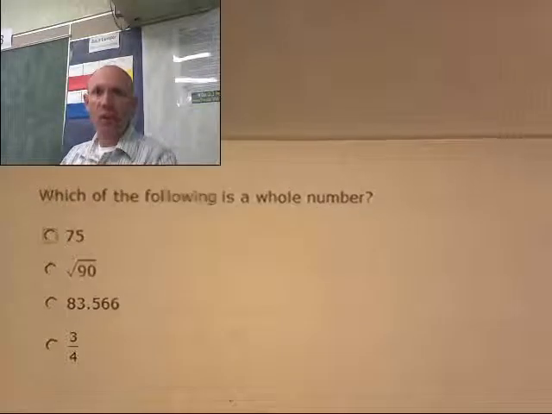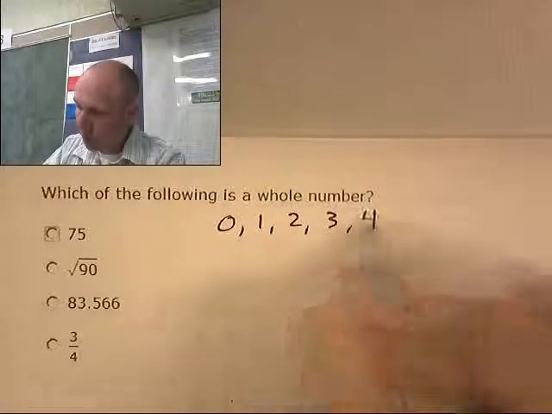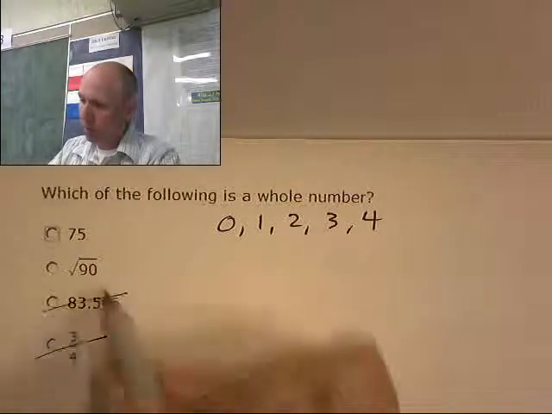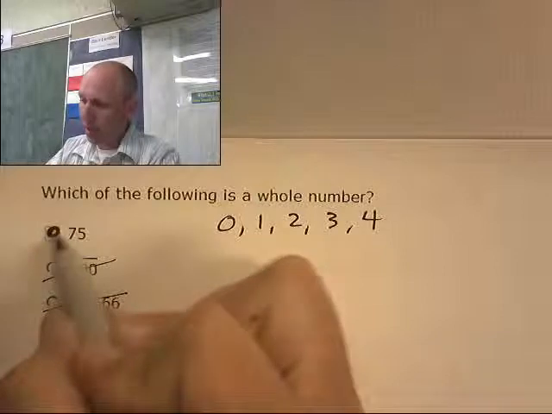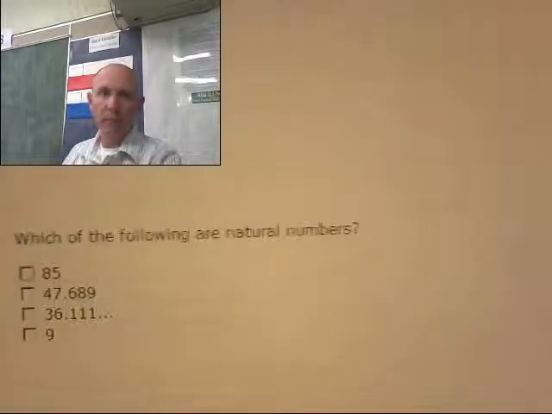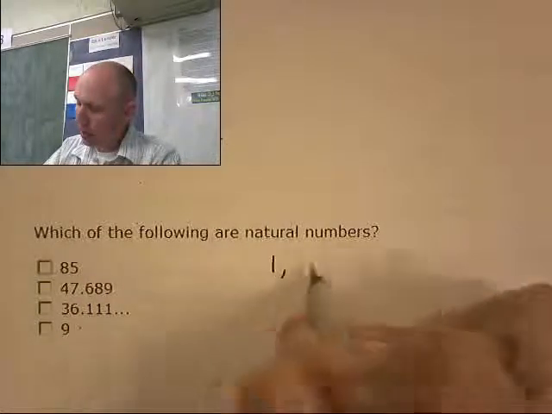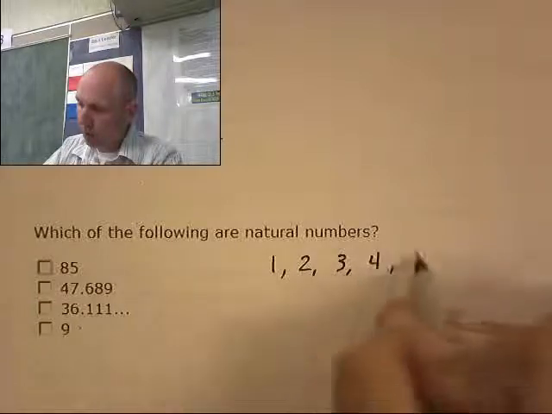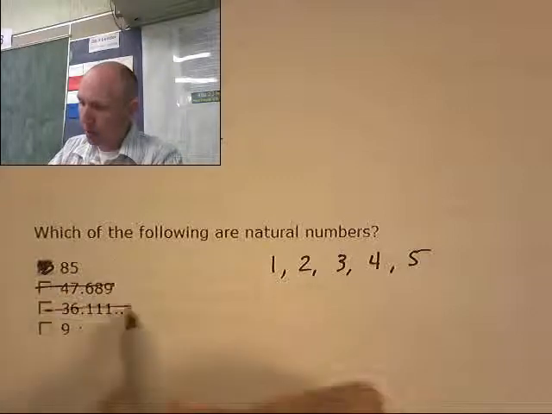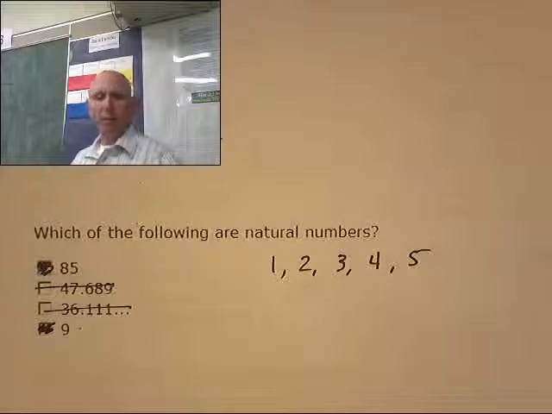Which of the following is a whole number? Well, what are whole numbers? Whole numbers look like this: 0, 1, 2, 3, 4. Okay. Nope, you're rational. This guy right here. Which of the following are natural numbers? Naturals, what do naturals look like? They start with 1, 2, 3, 4, 5. Yeah, you're a natural. You're not a natural. You're not a natural. You're a natural. There you go. Okay, that's it.